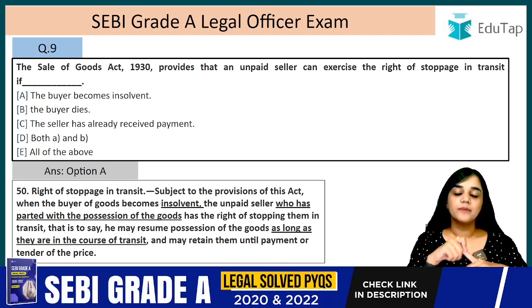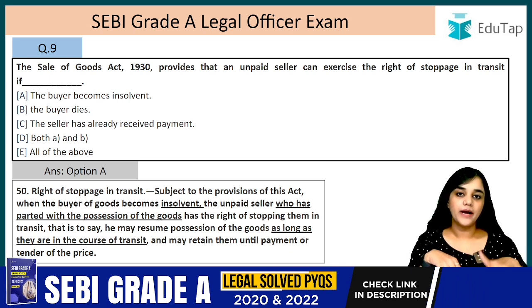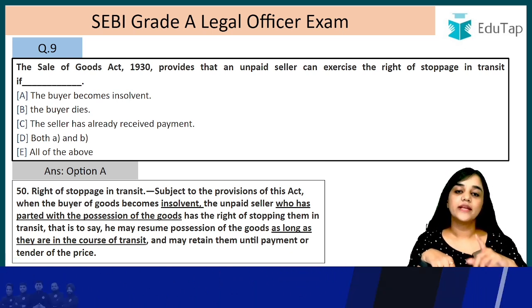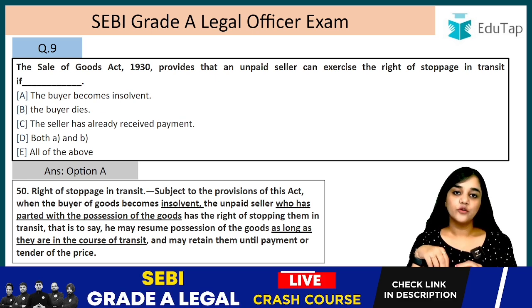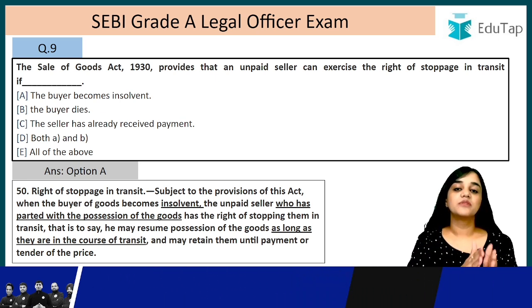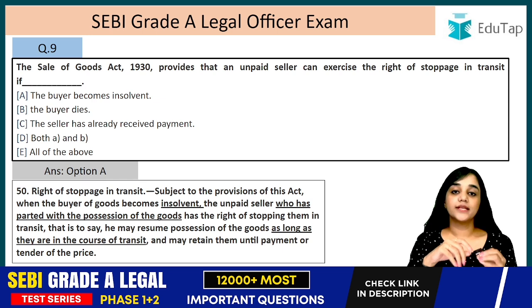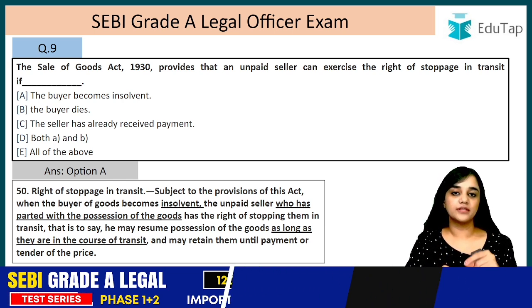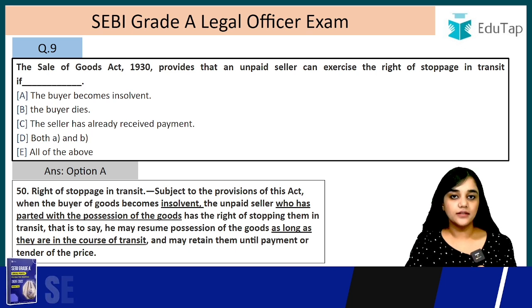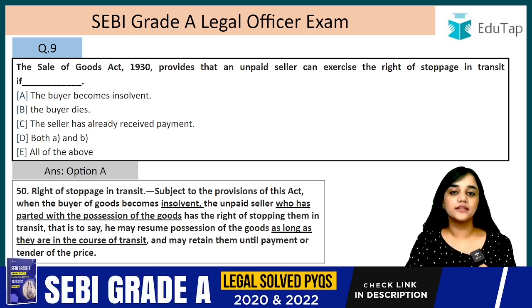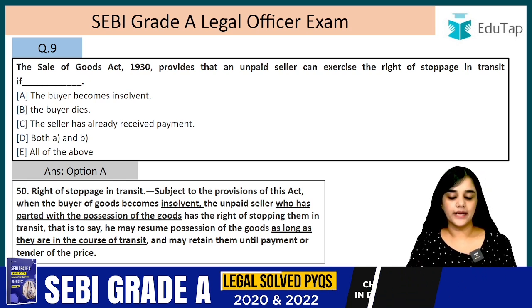The other condition comes when the carrier is the agent of the buyer. In this case, whenever the seller hands over the goods to the buyer's agent, it is deemed that the delivery has been completed. So in this case also, the stoppage cannot be exercised, right? This right cannot be exercised, because as soon as the agent of the buyer takes the goods, delivery is considered complete, and the question of transit, the question of stoppage in transit, does not arise, right?